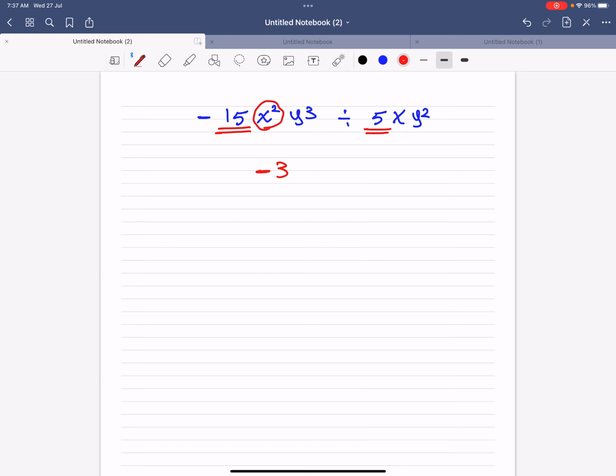What if we have x power 2 divided by x? You subtract the powers, so it will be x to the power 1, which is x; when the power is 1 it isn't written. Then y to the power 3 and y to the power 2, we subtract them, it will be y.